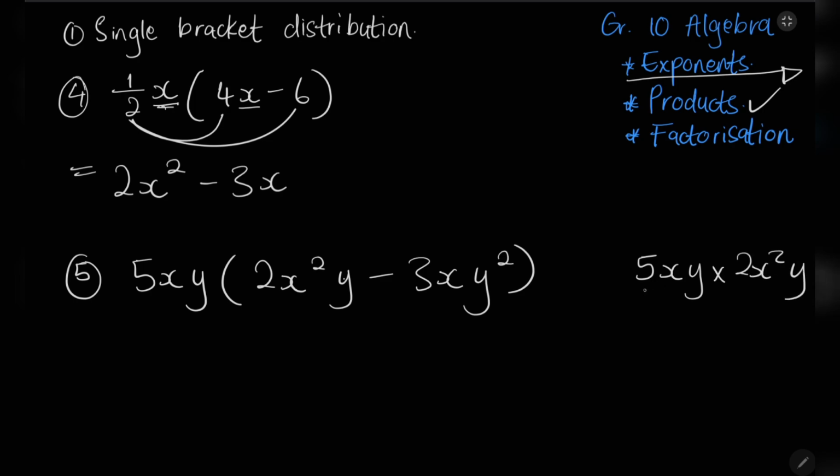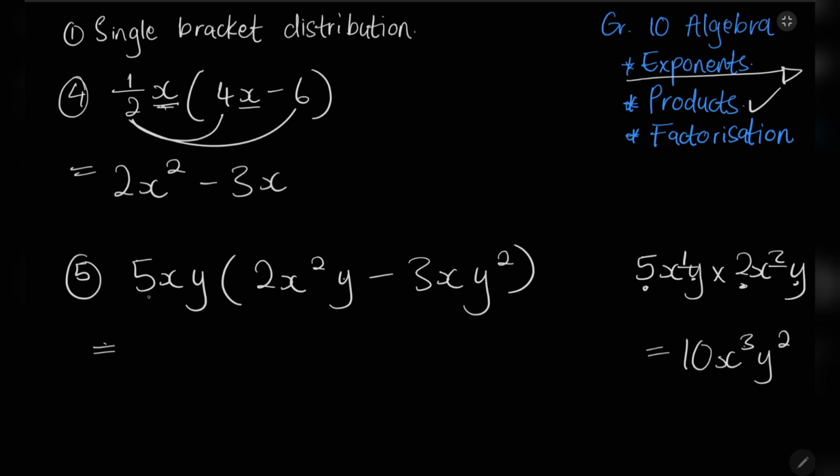What do we start with? Our coefficients. You have 5 and 2. 5 times 2 is 10. Then x and x. Those are like terms. You have two terms that are multiplied, so we add their exponents. This is obviously x to the power 1. That's an invisible 1. So it's x to the 1 plus 2, which is 3. Y and y: y times y is y squared.